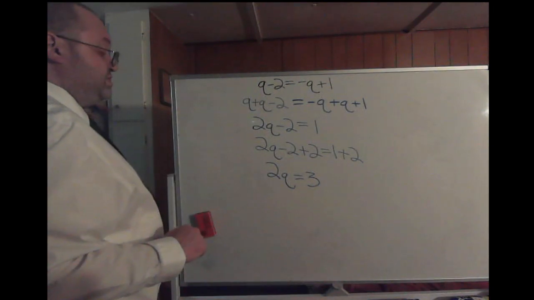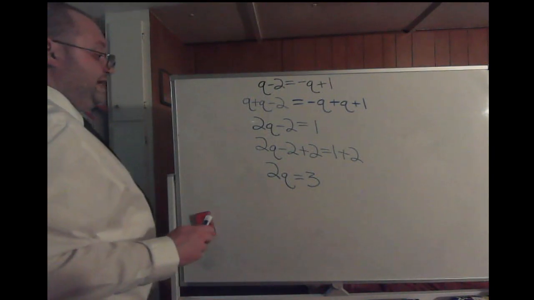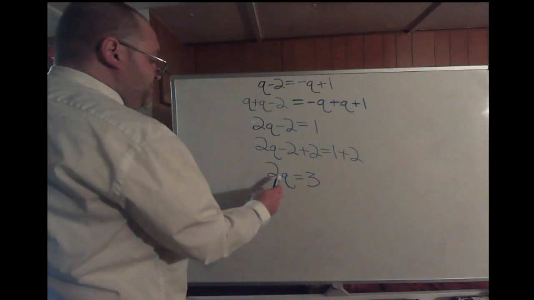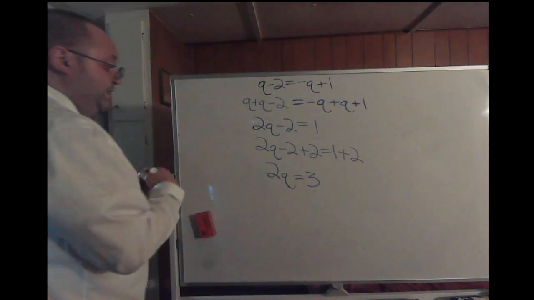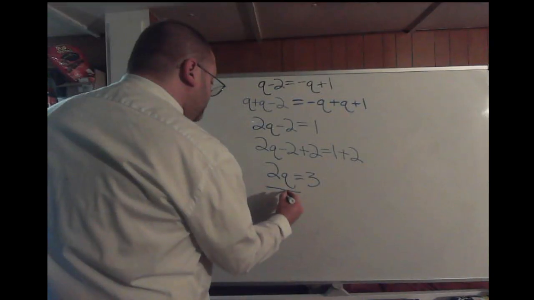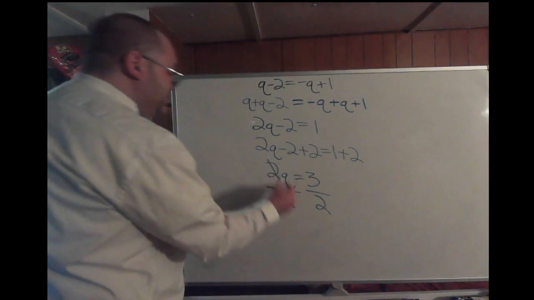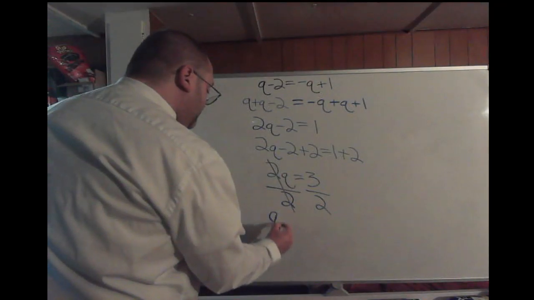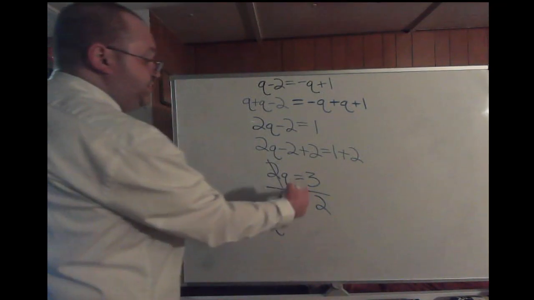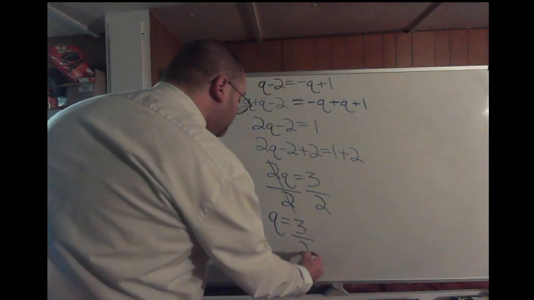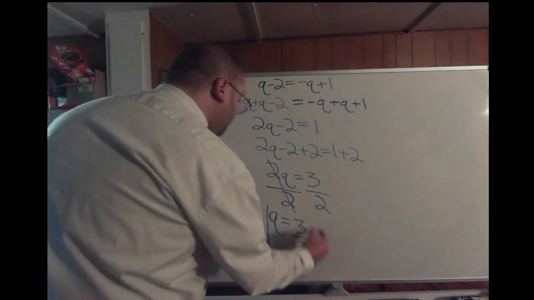All right, so now we need to get q by itself, so we got to divide both sides by 2. So we'll go ahead and do that. On the left side, the 2's cancel out. You have q is equal to, well, 3/2. That doesn't reduce any further. So your answer is q is 3/2.